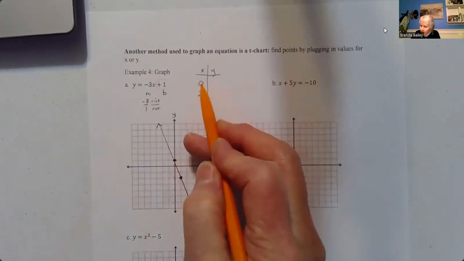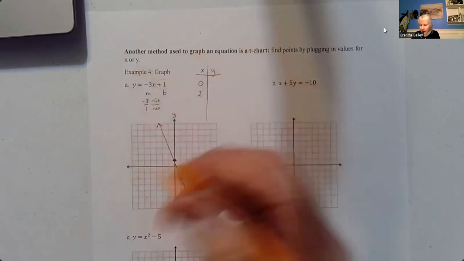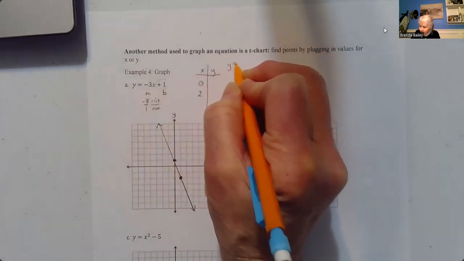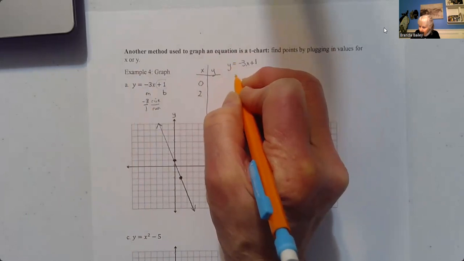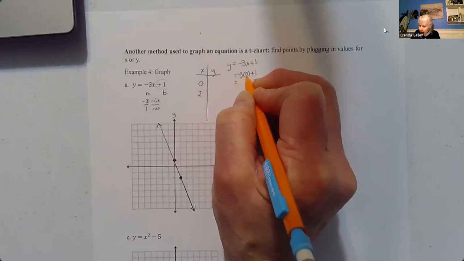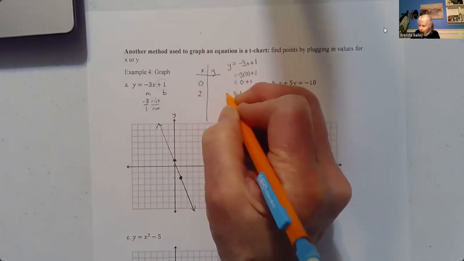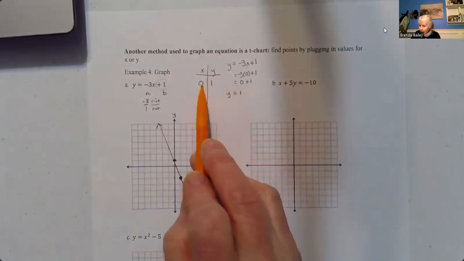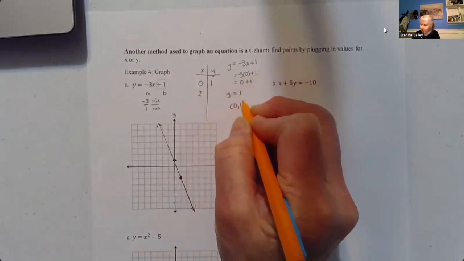So if you were to put 0 in for this x, what does the y equal? I'm hoping this method looks familiar to you. I'm going to copy the equation right here. If x is 0, y equals -3 times 0 plus 1. -3 times 0 is 0. y is equal to 1. So I have my ordered pair, and we usually write that as (0, 1).